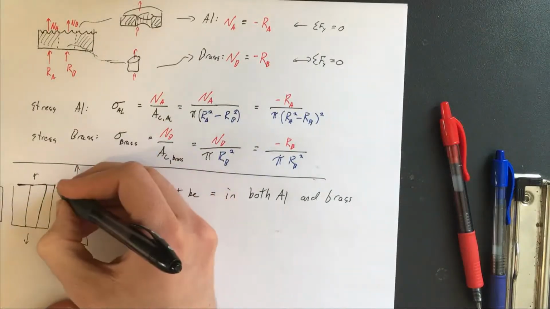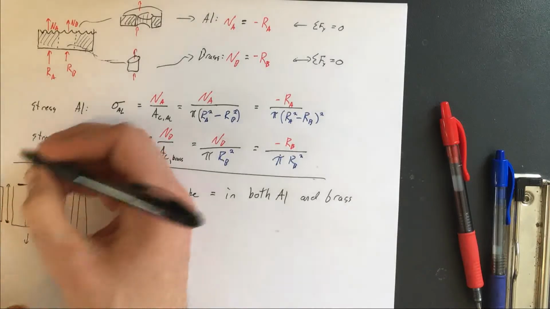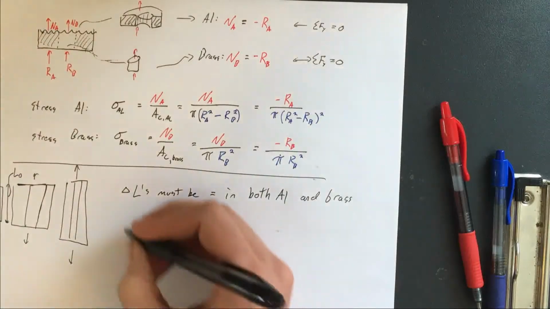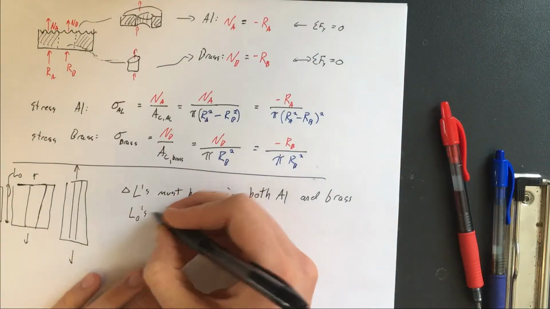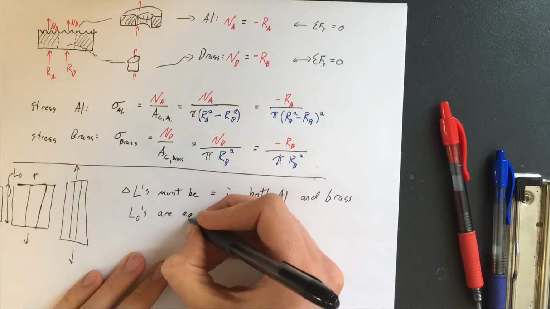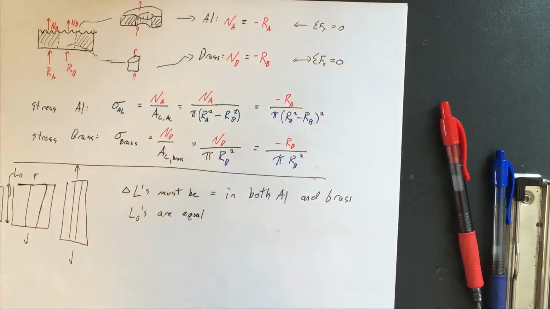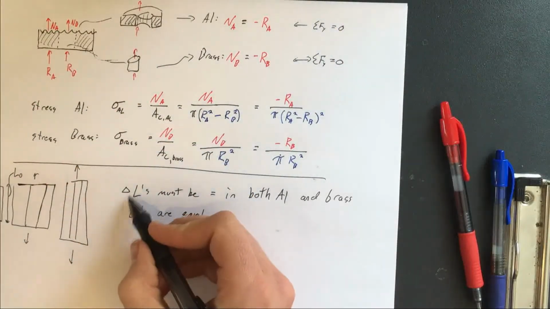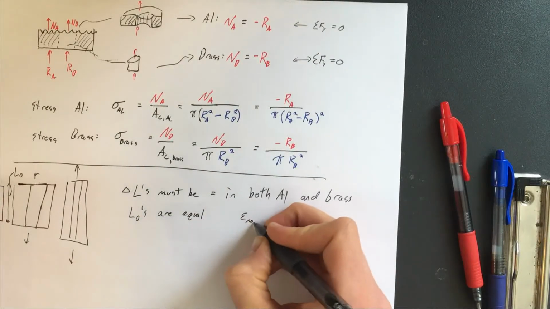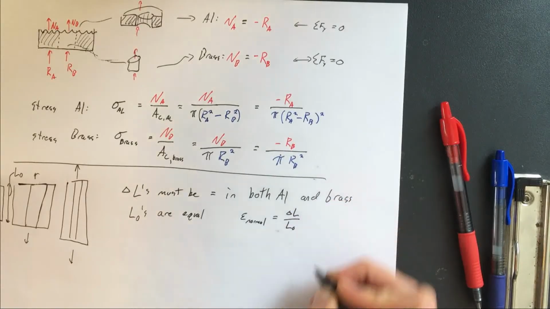If we think about this thing in the undeformed state, before any deformation occurred, they both had the same original length too. So the L naughts, the original, undeformed lengths, are equal, just because they both started with the same length. So if the delta L's are equal and the L naughts are equal, well, if we recall, normal strain is equal to delta L over L naught.